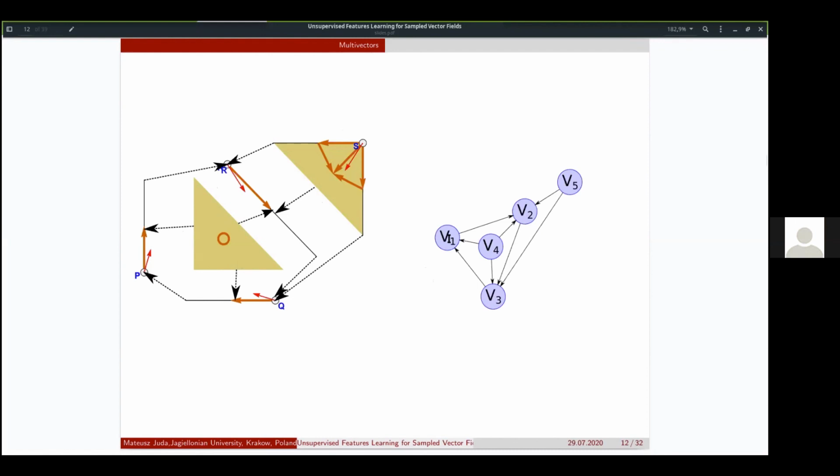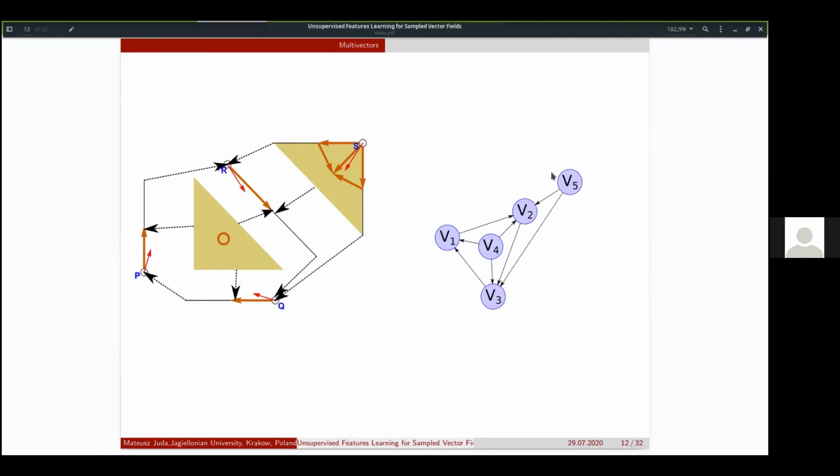So V1 here is representing the vertex P and the edge PR, the multivector P, PR. So this is V1. V2 represents the second edge and vertex, V3 represents the vertex Q and edge PQ, V4 represents the triangle PQR, and V5 represents the multivector built here from the vertex S, the triangle, and the two edges. So we would like to analyze this kind of graphs.